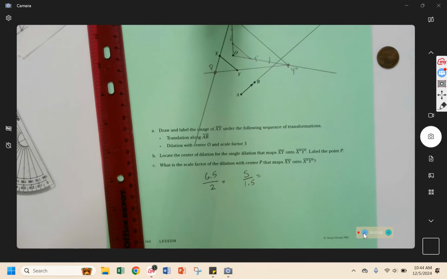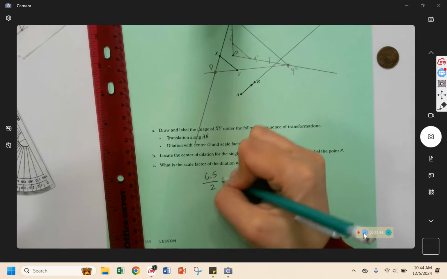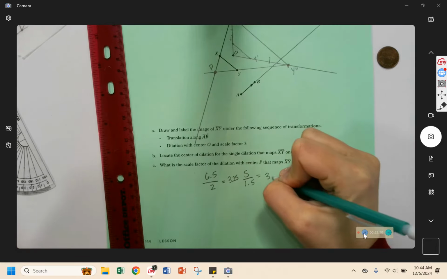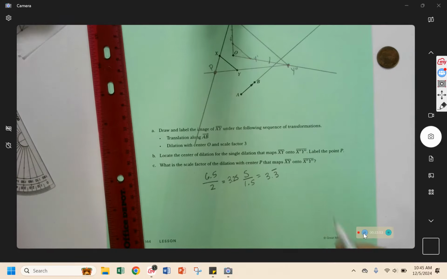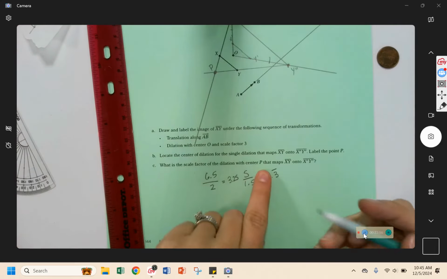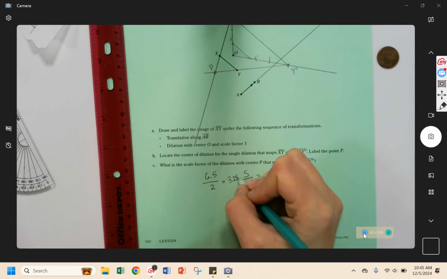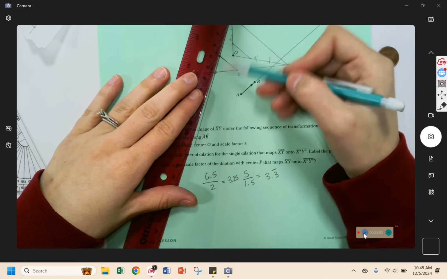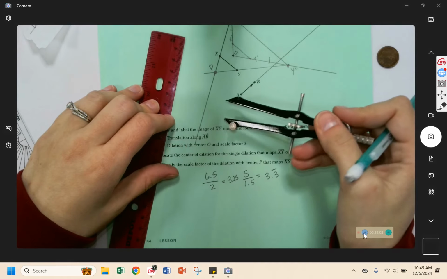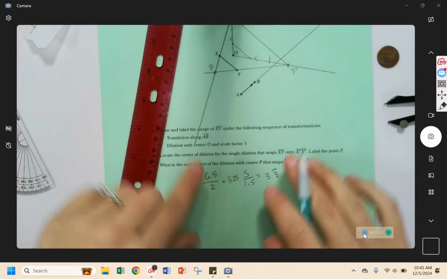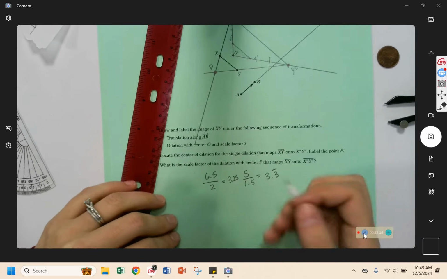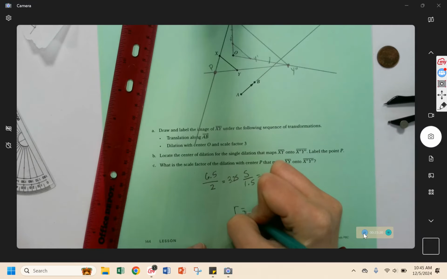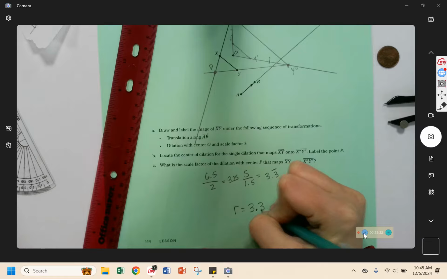So when we divide, 6.5 divided by 2 is 3.25. 5 divided by 1.5 is about 3.3 repeating. So our scale factor from P is around 3.3. It's in between these two. Again, remember that there's some error just based on how perfect we can get our compass and our measurements here, but it's between 3.25 and 3.3, so we can approximate our scale factor as around 3.3.